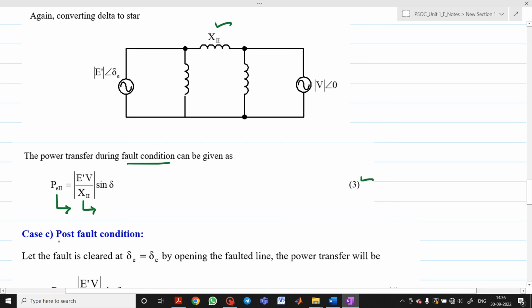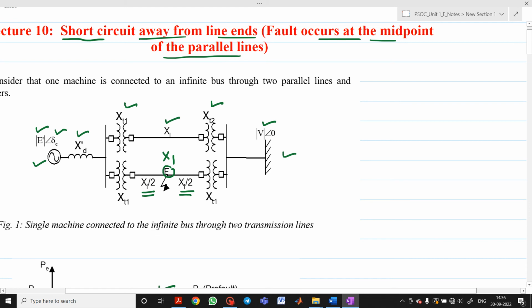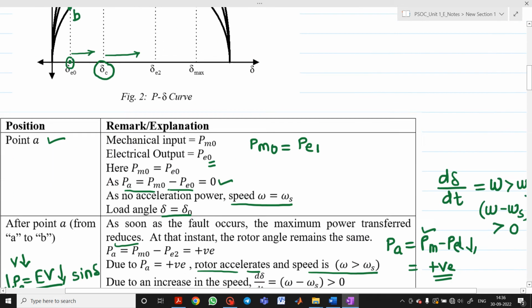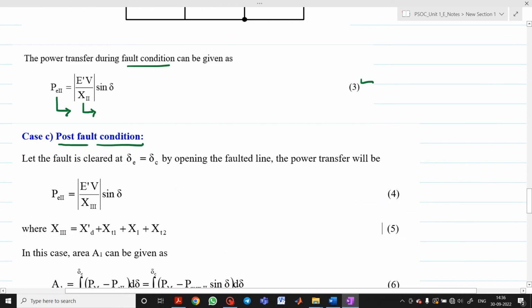Next, the third case, case C, is the post-fault condition. Now what happens in the post-fault condition? If you observe here, the second line will be removed, and we have only this XD dash, which is in series with all the reactances. So how can we find it out? We can write the value of X3 as XD dash plus XT1 plus X1 plus XT2. Treat this as equation number 5. And PE3 is E dash V upon X3 into sin delta. Mark this as equation number 4.